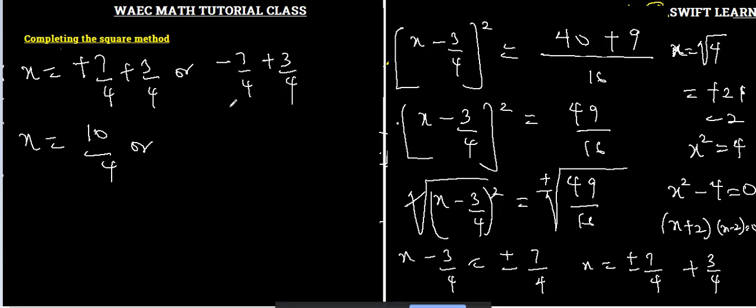Minus 4 over 4. So x equals 5 over 2, or minus 1. And then we can solve using the completing the square method. So as you know, maybe we'll continue to the graph I want to explain, or I solve one more question before we move on.